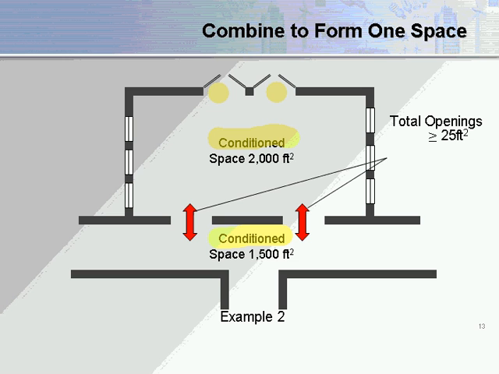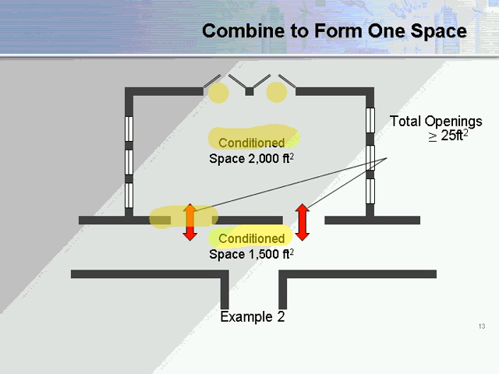Now, what happens if we eliminate this space, this door right here, and we'll have one door area that we'll say is 24 square feet. In that case, I would say that this space would not need the vestibule requirement because the opening here would be less than 25 square feet, and therefore these doors would be exempt.